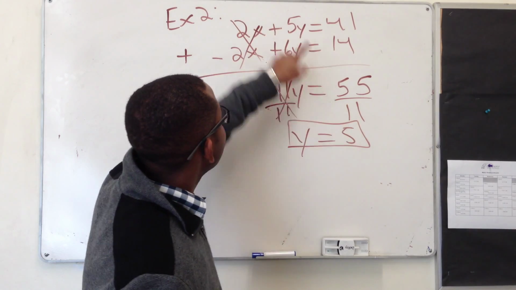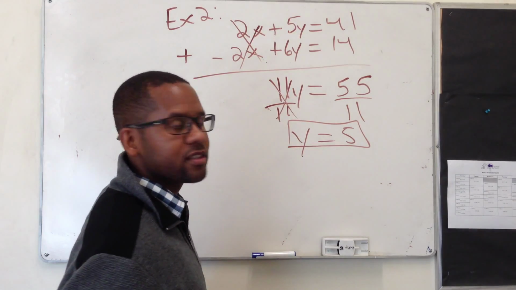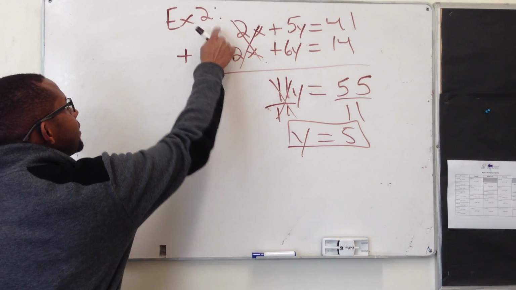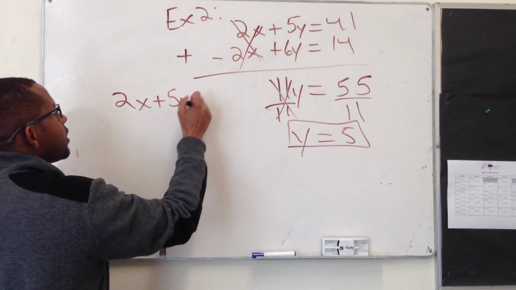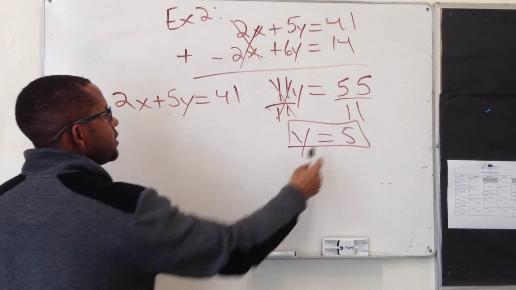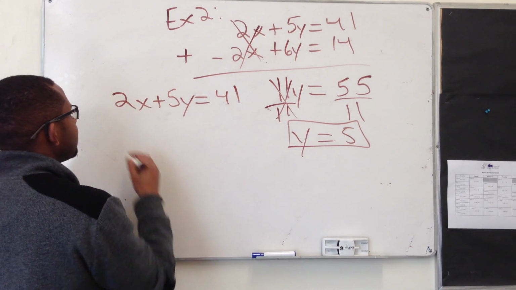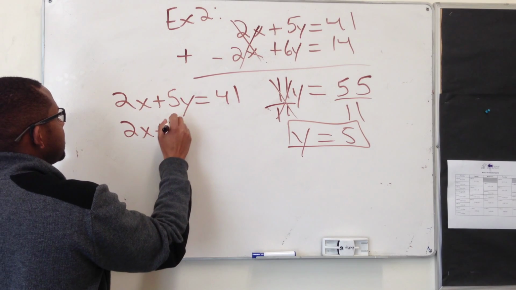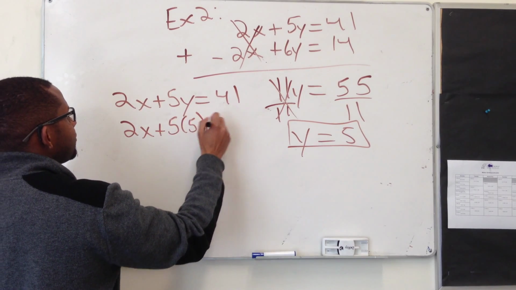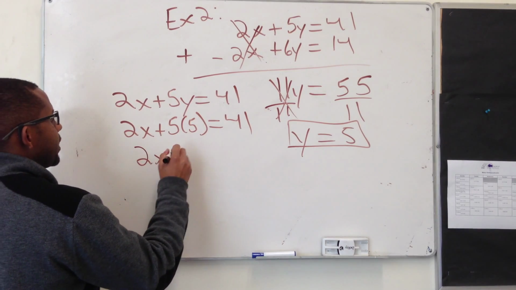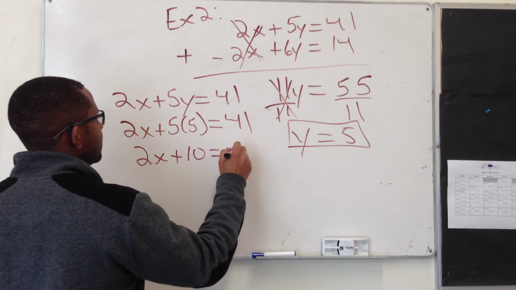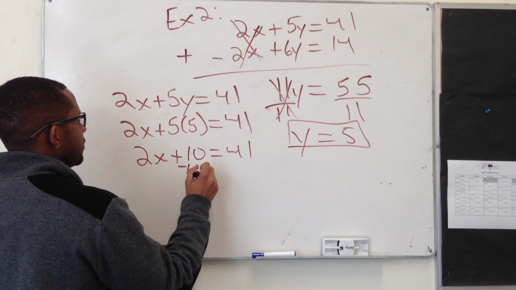I go and plug a 5 back into either one of these equations and solve for x. I'm going to use the top equation. It said 2x plus 5y equals 41. Now I'm going to substitute 5 in place of y. So 2x plus 5 times 5 equals 41. 2x plus 10 equals 41.